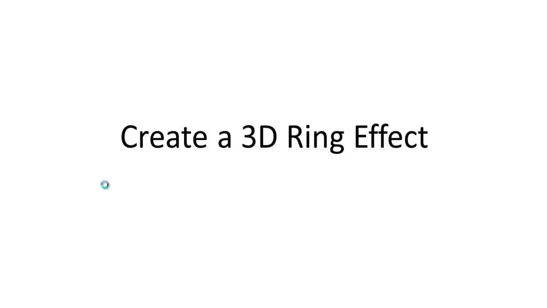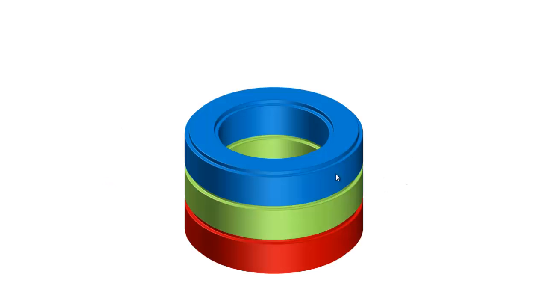Hi, in this video I'm showing you how to create a 3D ring effect. In some presentations you may see rings put on top of each other, in slides where they put some text for each ring. The red ring would have some text, and it's basically a layer of things stacked upon each other, and it looks kind of cool because you have this 3D ring effect.